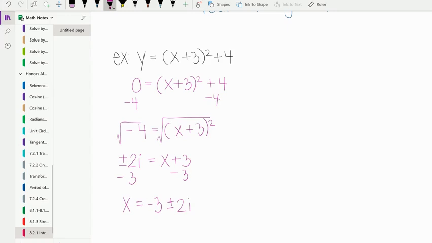So this just gives you an intro of how to work with imaginary numbers and what a complex number is. And in the next section, we're going to learn how to do operations with complex numbers.